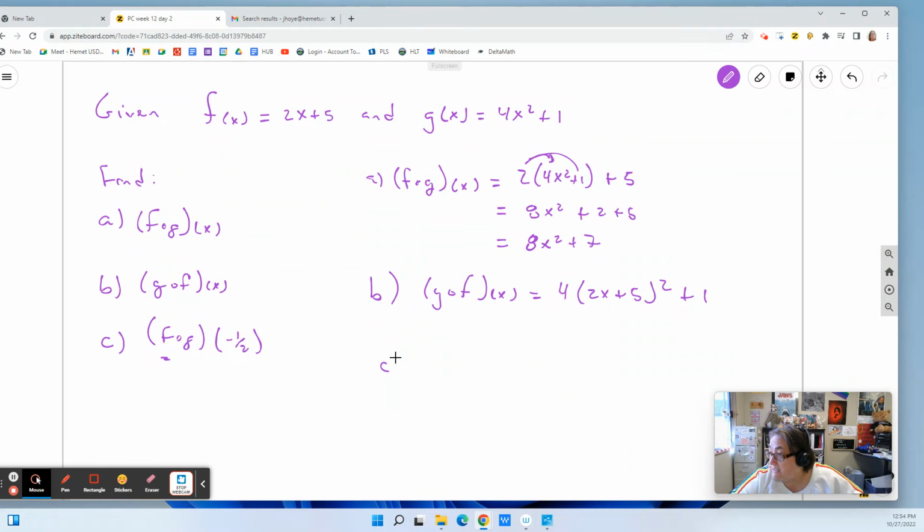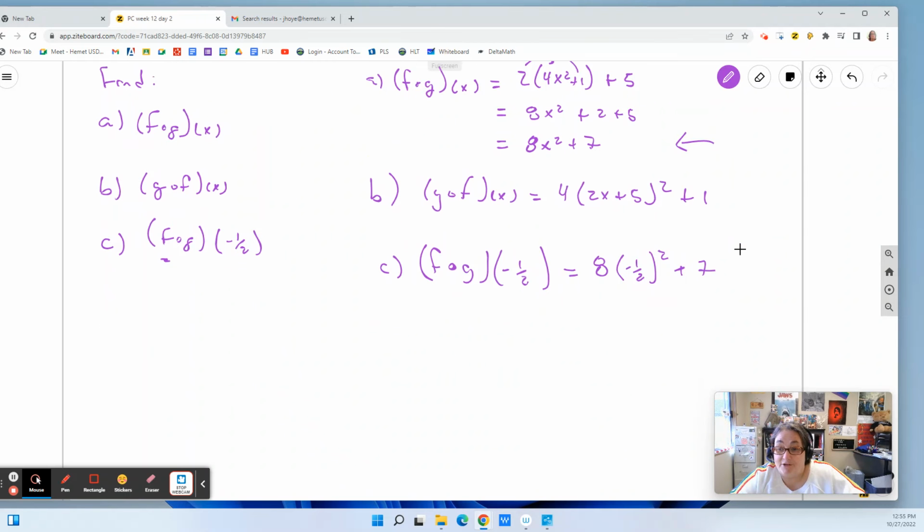C, if we look at C, it wants me to find f of g of negative 1/2. Well, we know what f of g is, right? It's 8x squared plus 7. We already found that. It's right there. And so now we just need to take that, and wherever there's an x, we're going to plug in negative 1/2. And what does that multiply out like? Well, I'm glad you asked. I'm going to show you right now.